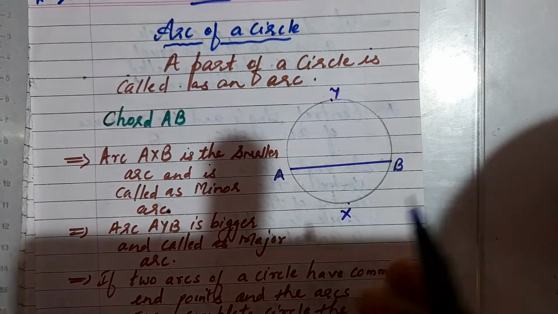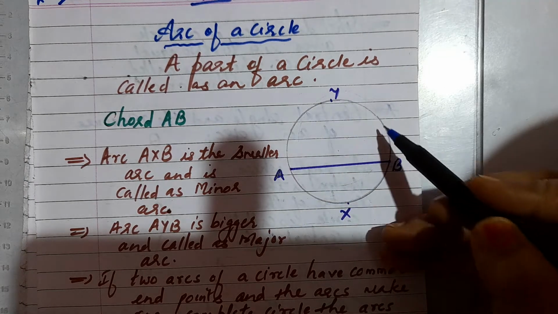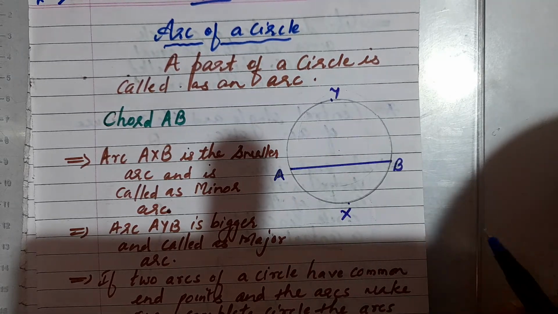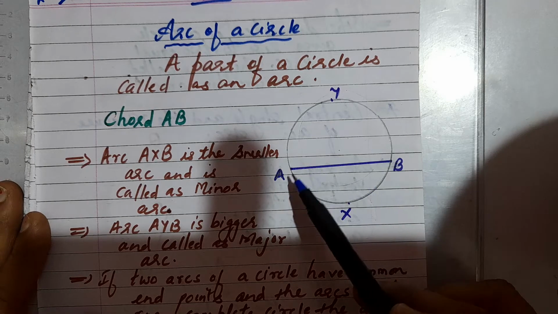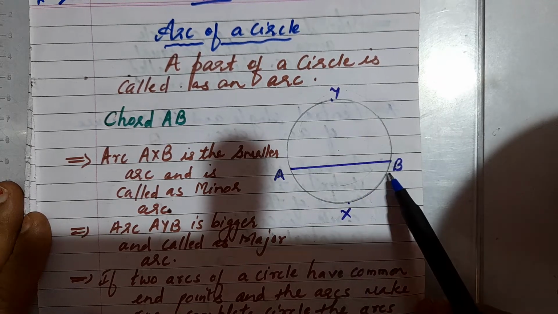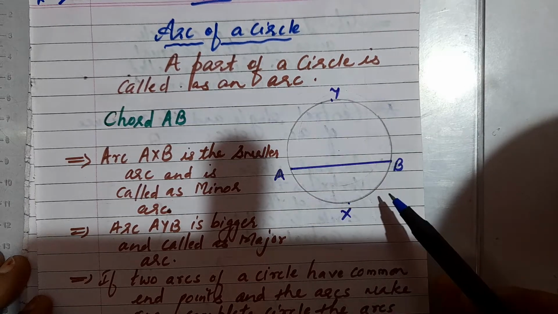If you just imagine both parts are separated, it will be like a small semicircle. It will be this small arc shape. So this is nothing but the arc. Here you can see that arc AXB is a smaller arc and arc AYB is a bigger arc.